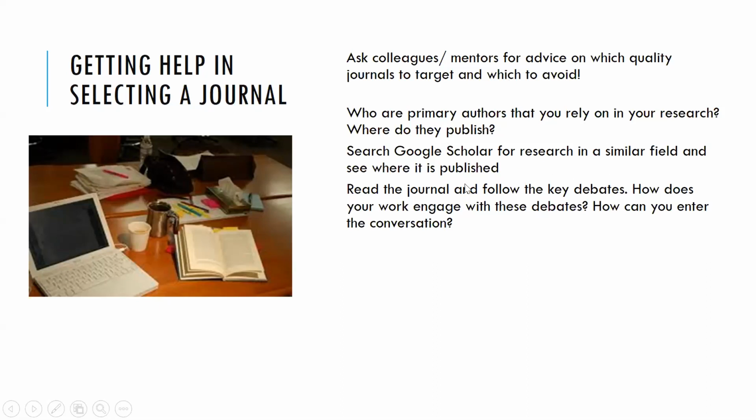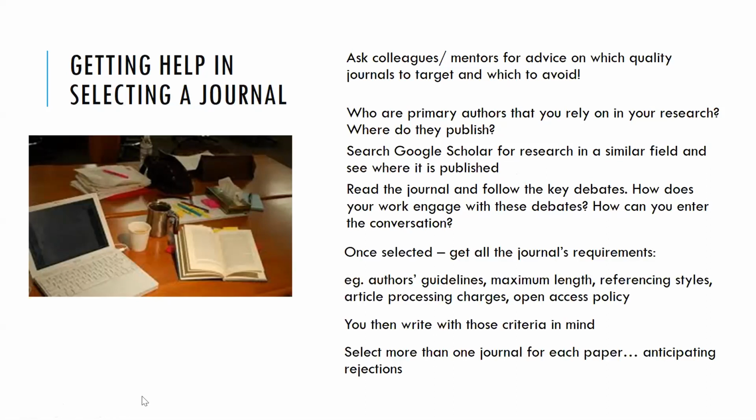You need to think about who are the primary authors that you rely on in your research. Where do they publish? Use Google Scholar, and then read the various journals, follow the debates, see what kind of stuff they publish, and see how you can enter the conversation. Once you've selected the journal, get all the requirements, get the guidelines, the maximum length, the referencing styles, the charges, the open access policy. These are all the kinds of things you need to know.